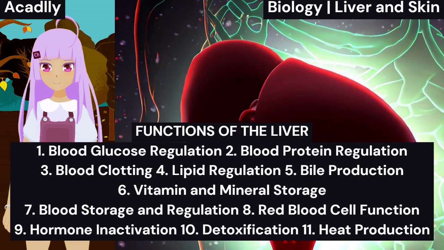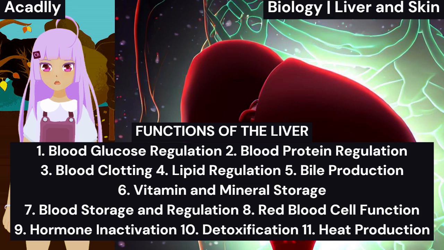Functions of the liver. 1. Blood glucose regulation. The liver regulates blood glucose levels by converting excess glucose into glycogen, with the help of the hormone insulin. When glucose levels are low, the liver converts glycogen back into glucose, under the influence of the hormone glucagon. Both insulin and glucagon are produced by the pancreas.